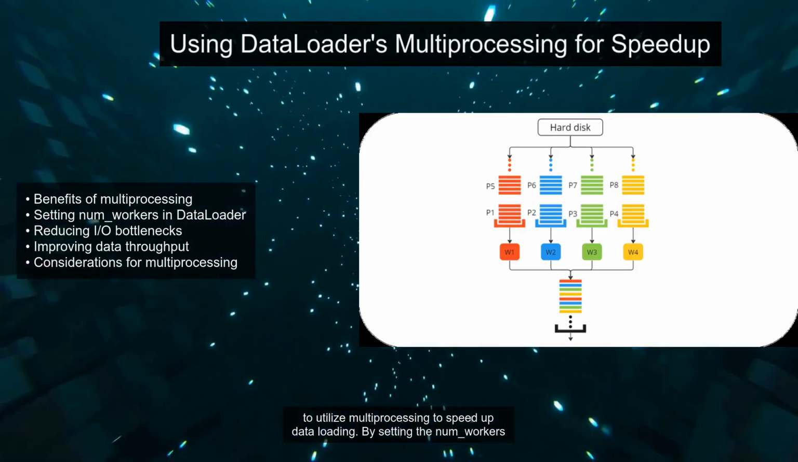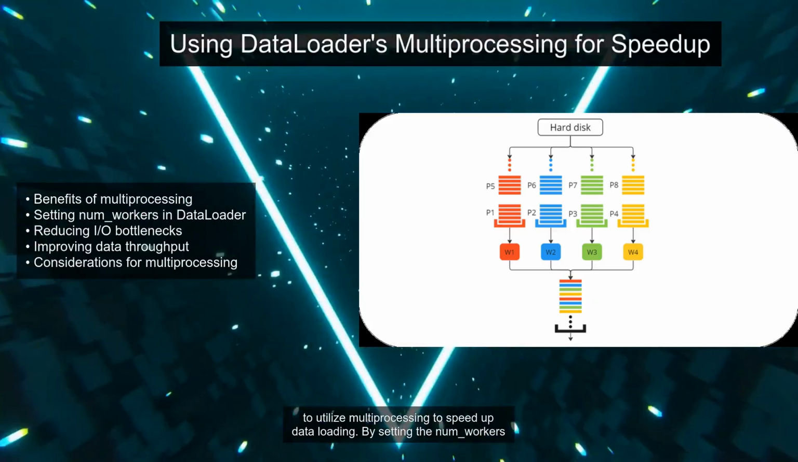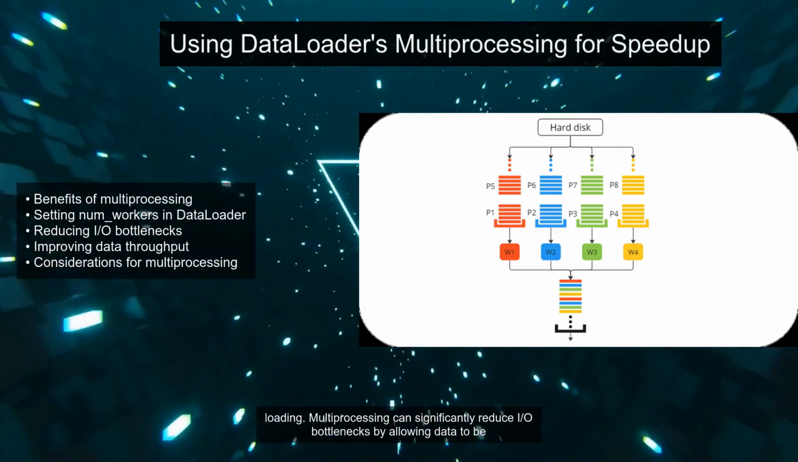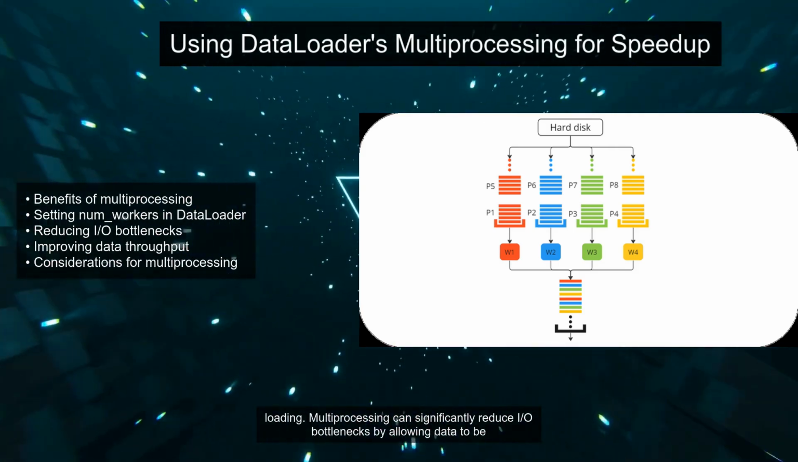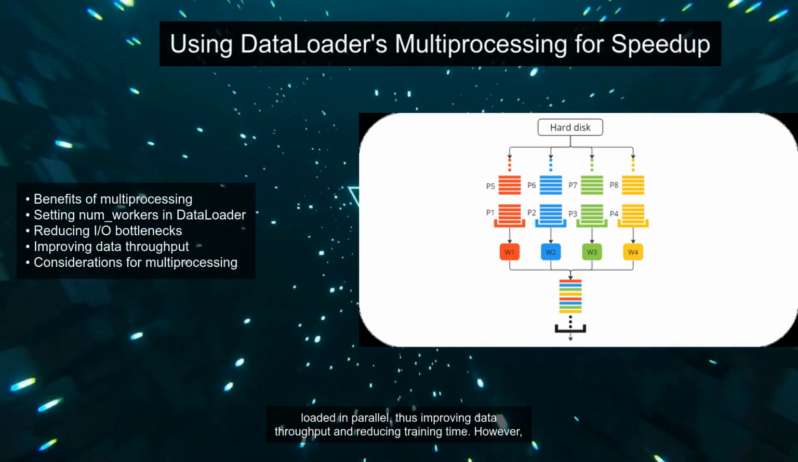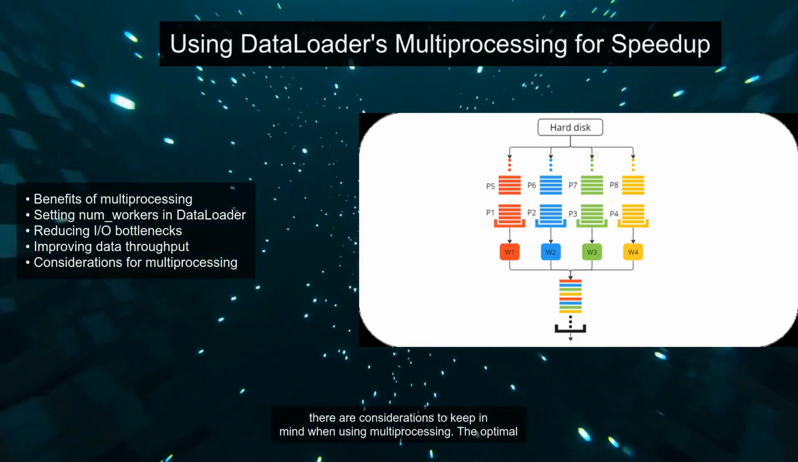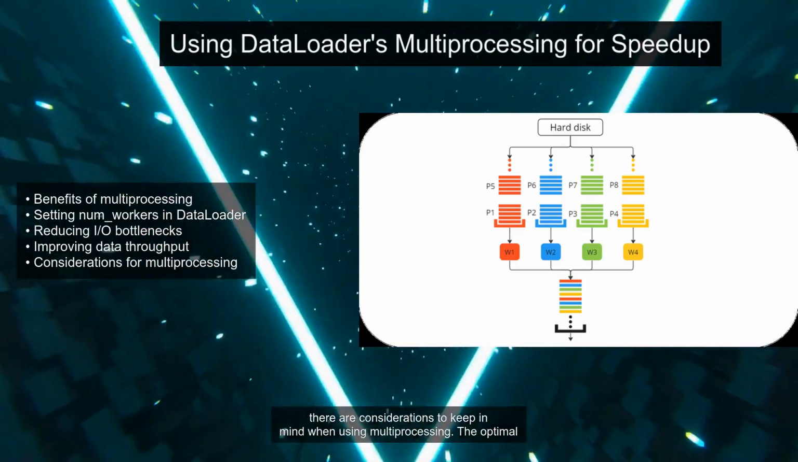One of the key features of the PyTorch DataLoader is its ability to utilize multiprocessing to speed up data loading. By setting the num_workers parameter, you can specify the number of subprocesses to use for data loading. Multiprocessing can significantly reduce I/O bottlenecks by allowing data to be loaded in parallel, thus improving data throughput and reducing training time. However, there are considerations to keep in mind when using multiprocessing.